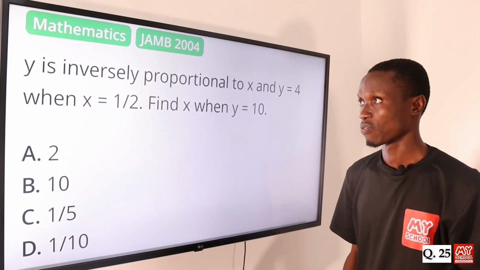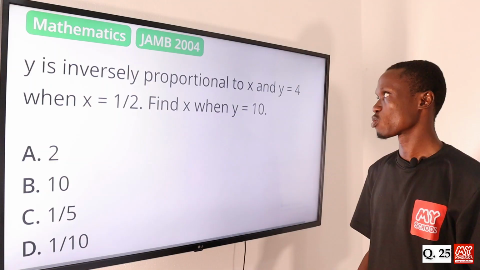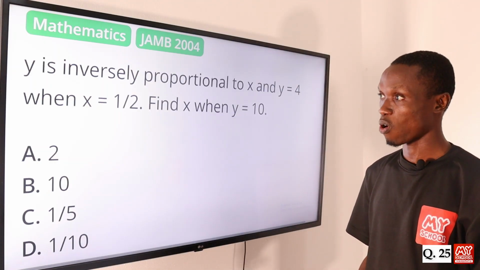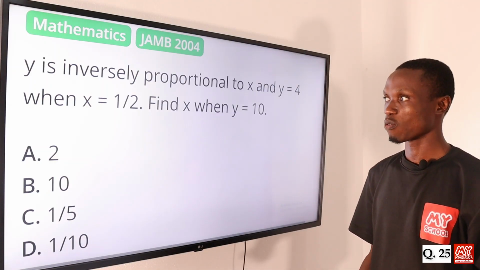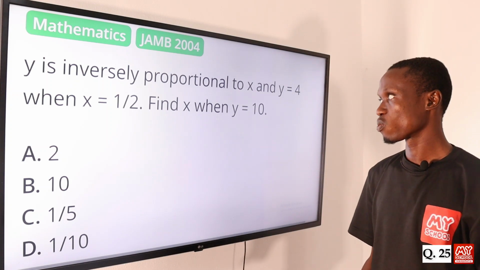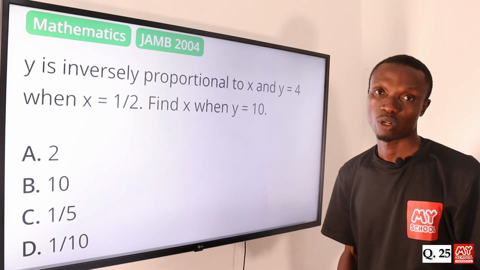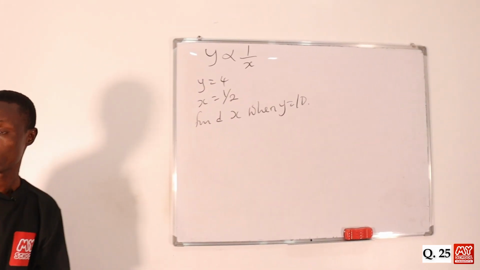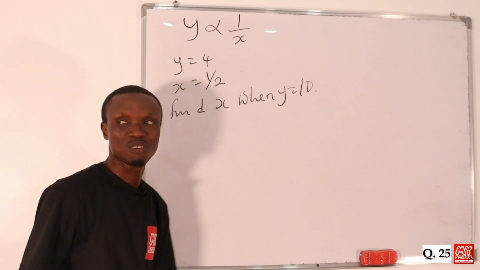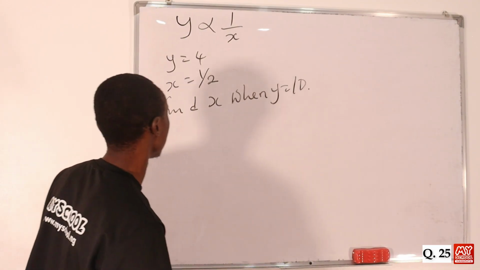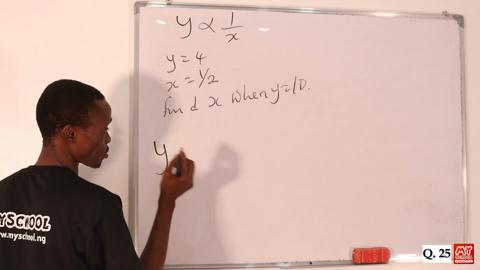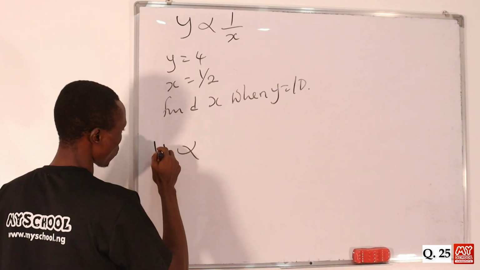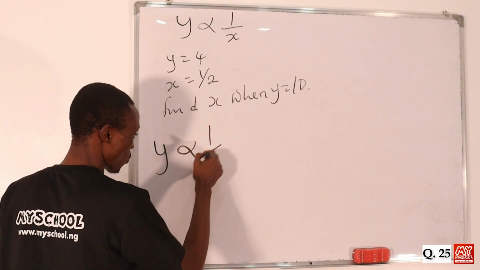Question 25. Y is inversely proportional to x, and y is equals to 4 when x is equals to 1 over 2. Find x when y is equals to 10. So let's move over to the board to provide answer to this question. In this question, we are told that y is inversely proportional to x, which is written as y is proportional to 1 over x.